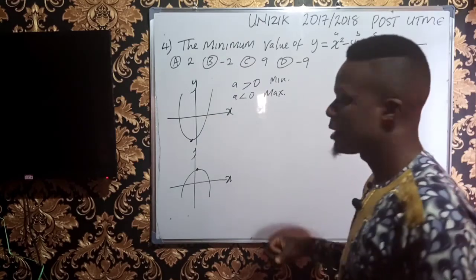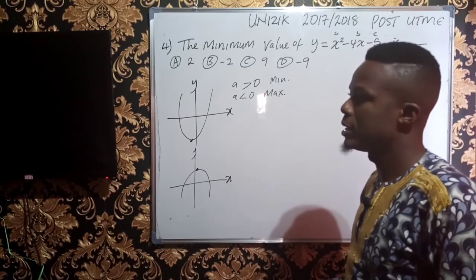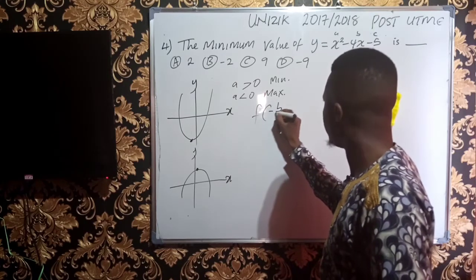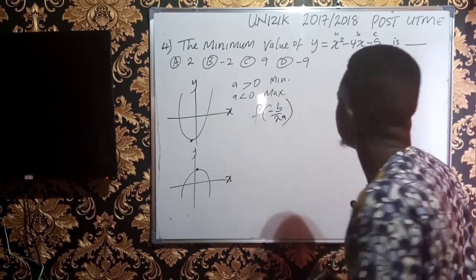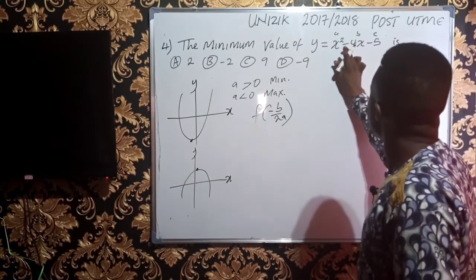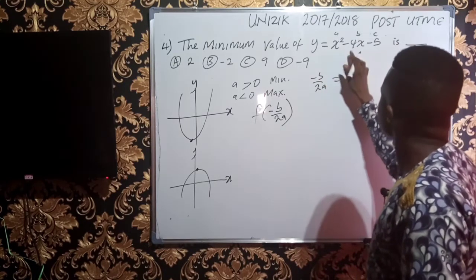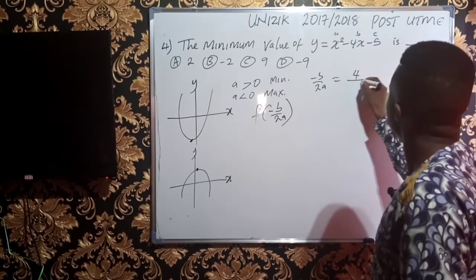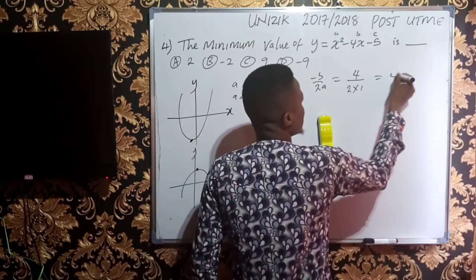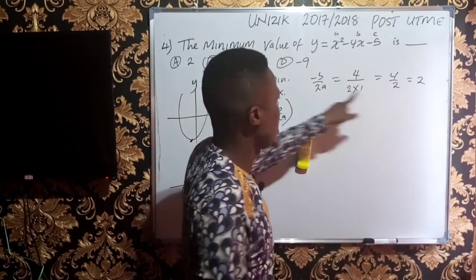Now, there are so many ways in which the minimum value of a function can be got. One is using the formula f of minus b over 2a. You can use it. You get the answer immediately. So what is minus b? b is already minus 4 here. So minus b over 2a is the same thing as minus minus, which is now 4 over 2 times a. Our a is 1, the coefficient. So this will give us 4 over 2, which is 2. Which means we've got minus b over 2a as 2.